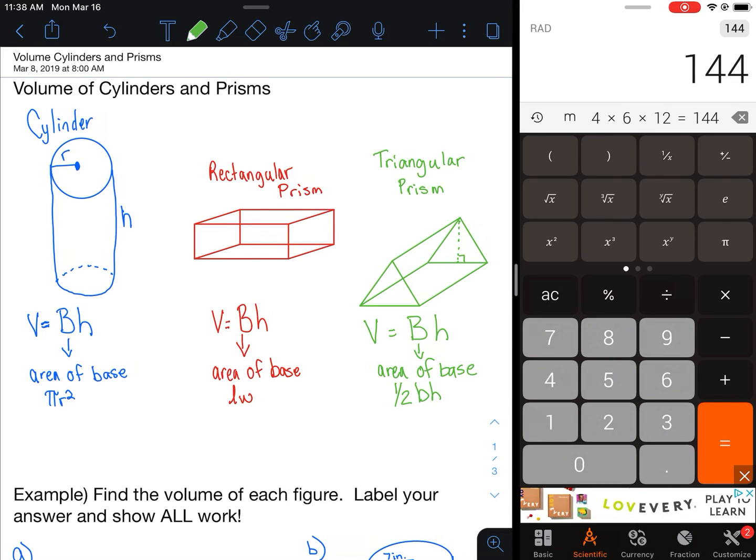Whenever you look at the cylinder and the rectangular prism and triangular prism, you see that there is a big B, a capital B, in each of the equations for volume. That capital B stands for the area of the base. Now, I went ahead this time around to write out the area of the base formula for you, but that is something that you definitely need to know how to do and how to find.